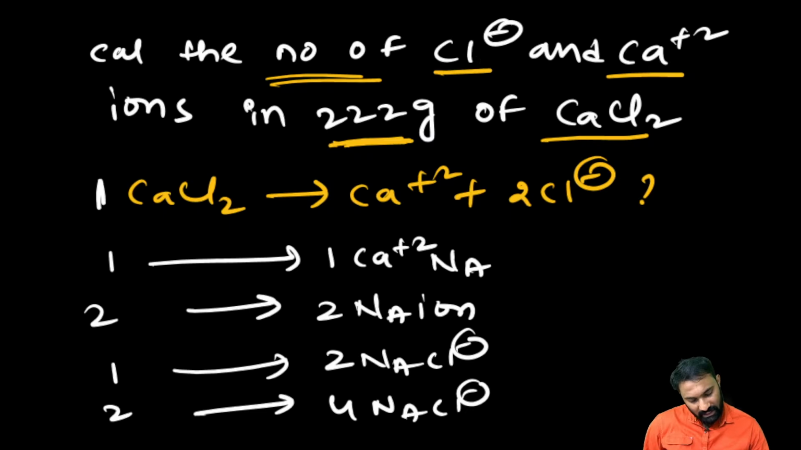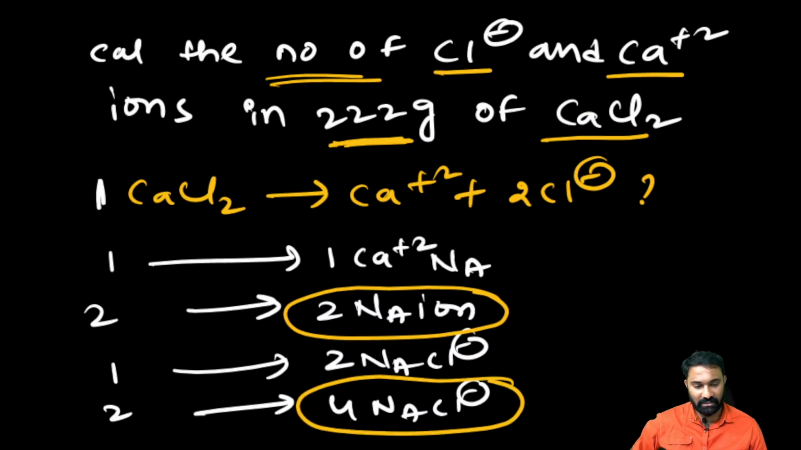Ca2+ ions are 2 into Avogadro number of ions. Cl minus is 4 into Avogadro number of ions. That's it. Simple. 2 into Avogadro number of ions, 4 into Avogadro number of ions. Nothing is there in this. Next question.